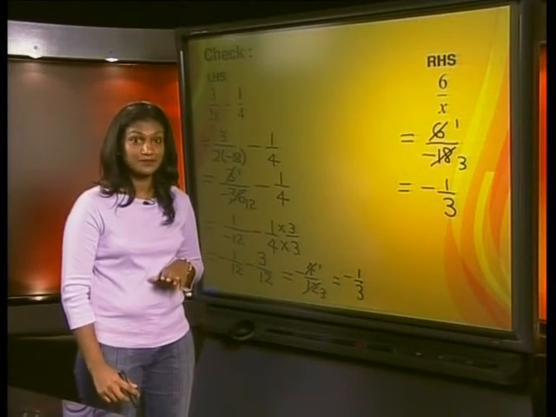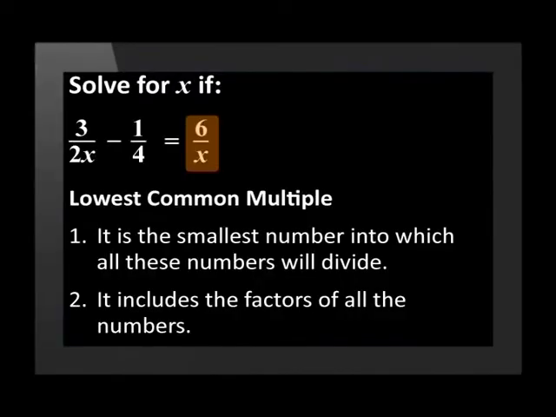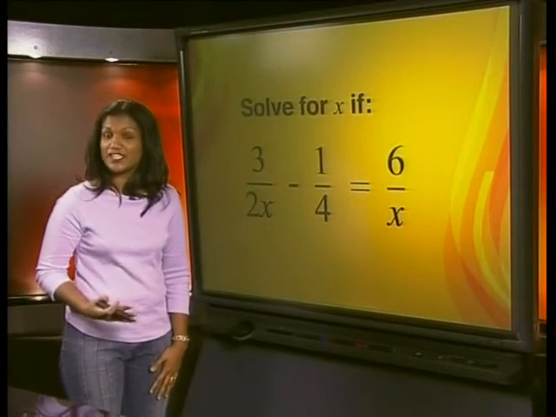Now, there's just one more concept that we have to deal with when working with fractions with unknowns in the denominator. Let's have a look at the original question. Consider the fraction 6 divided by x. For what values of x is this fraction defined? Think about it. Can x be any value?